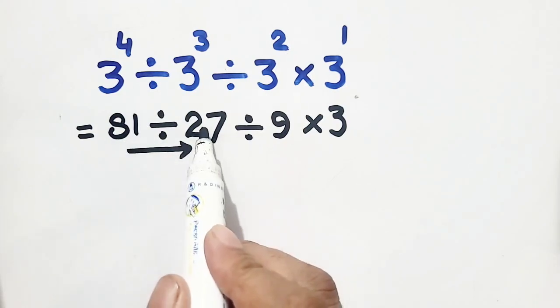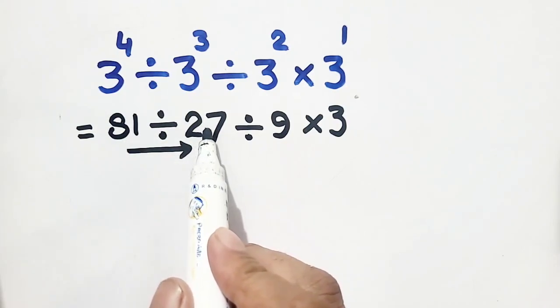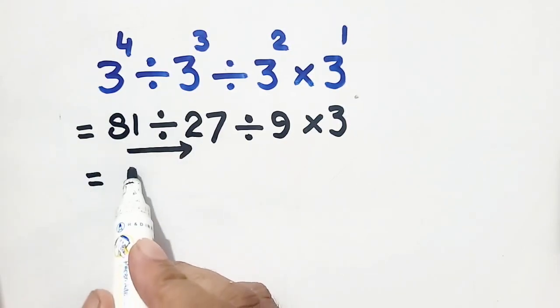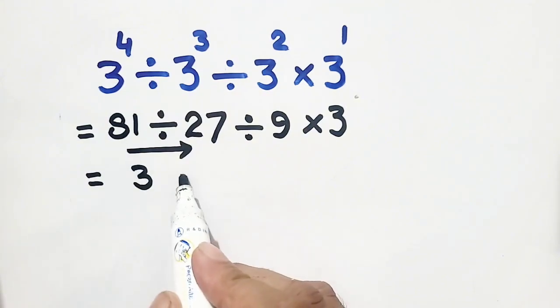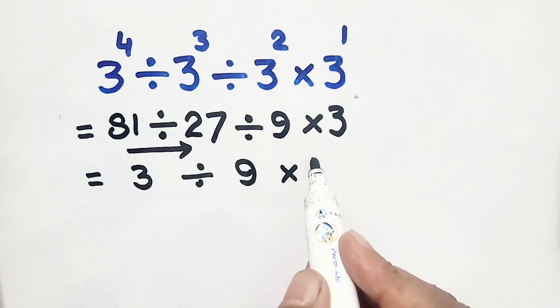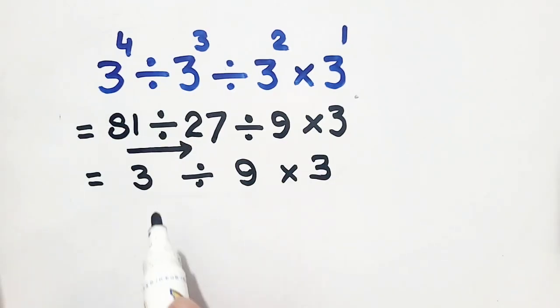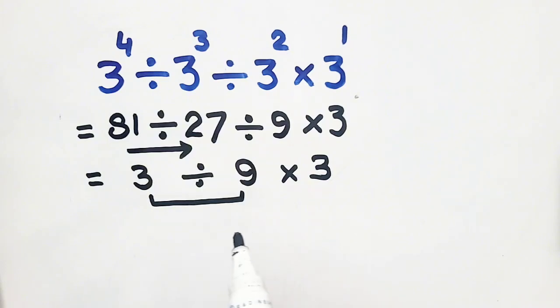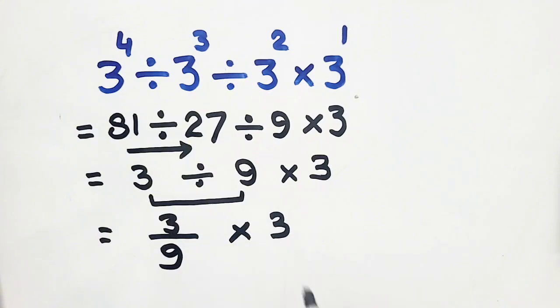So 81 divided by 27 will be equal to 3, divided by 9, times 3. Now again, we have to move from left to right, and we have to solve 3 divided by 9 first, which can be written as 3 over 9, times 3.